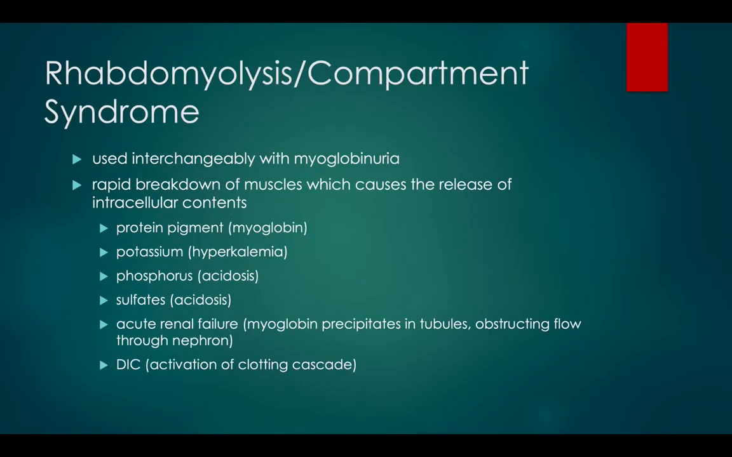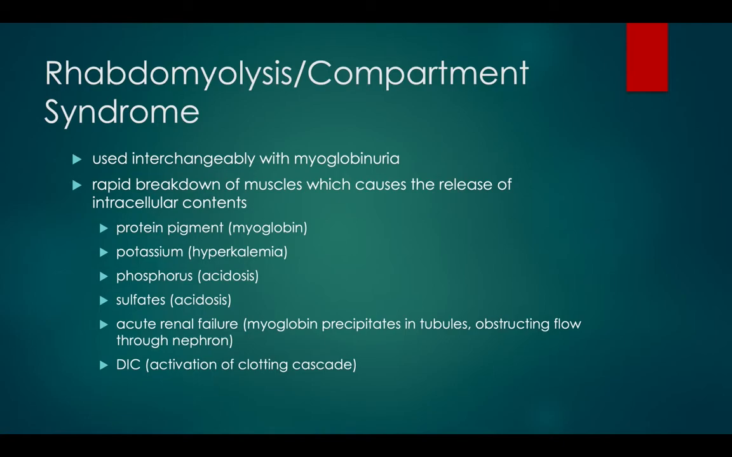Rhabdomyolysis and compartment syndrome. Sometimes these terms are used interchangeably with myoglobinuria. So basically what happens here is either from direct trauma or from compression or from excessive exercise, you get a breakdown in the muscle, in the sarcomere.